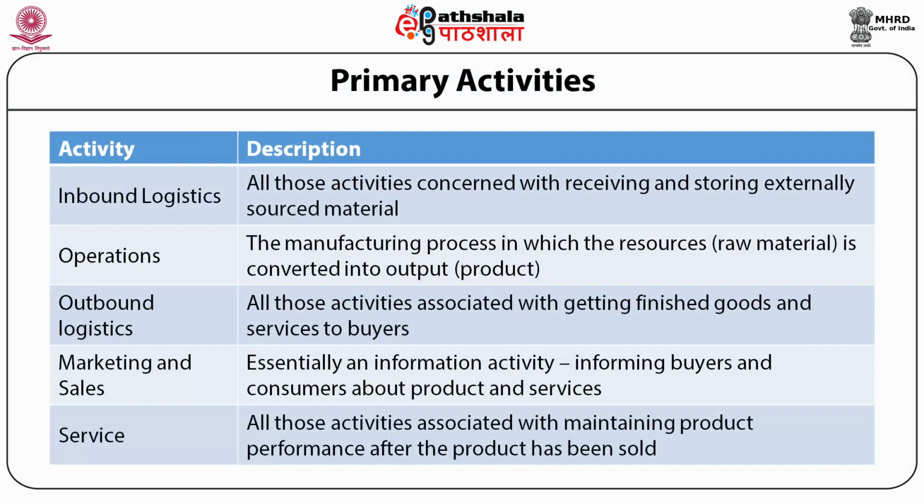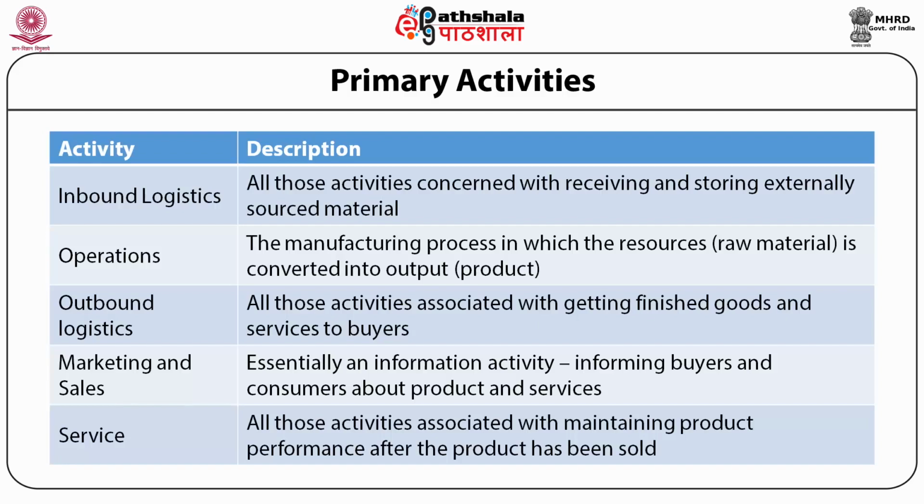So the first primary activity is inbound logistics. All these activities which are concerned with receiving and storing externally sourced material become part of the inbound logistics. The second primary activity is operations, which pertains to the manufacturing process in which the resources are converted into the output. That is how the raw material gets converted into the end product that the firm intends to create.